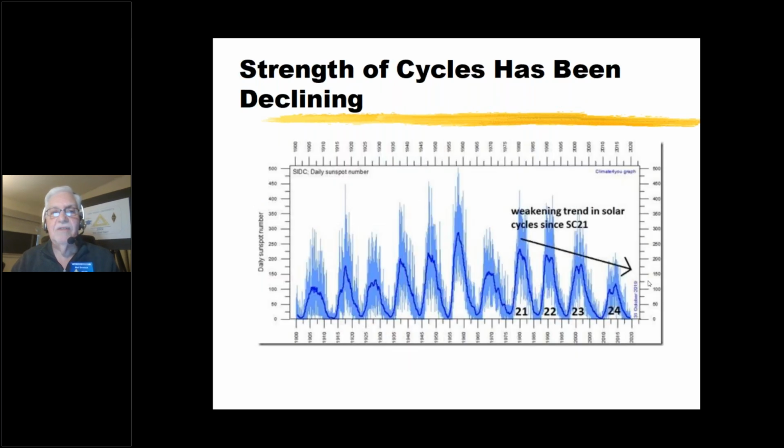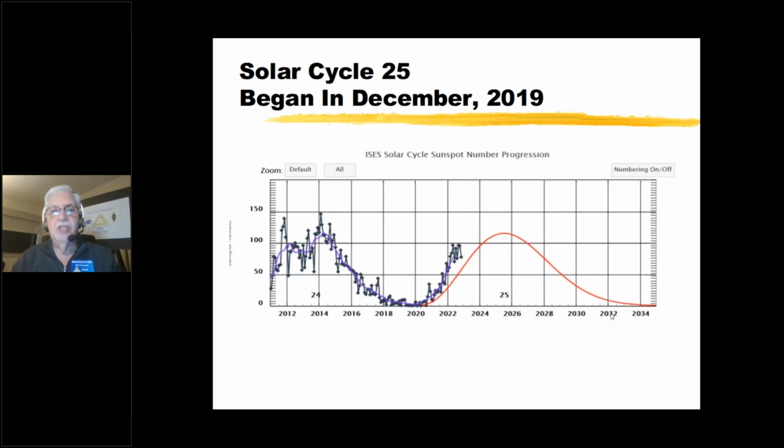And what we have seen in recent years is that it appears that the strength of each cycle has been declining. We just came off cycle 24. It was not quite as good as cycle 23, which wasn't as good as 22, which wasn't as good as 21. So the fear was that cycle 25, which just started in December of 2019, wasn't going to be so good. Looks like we're off to a good start here.